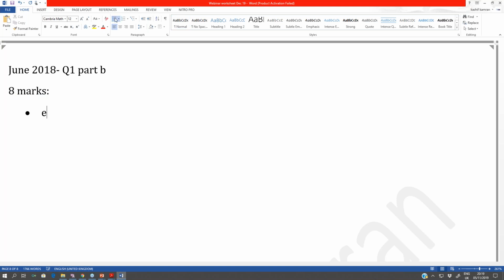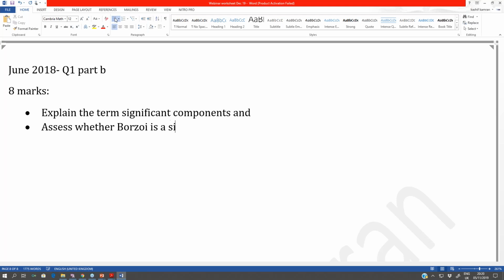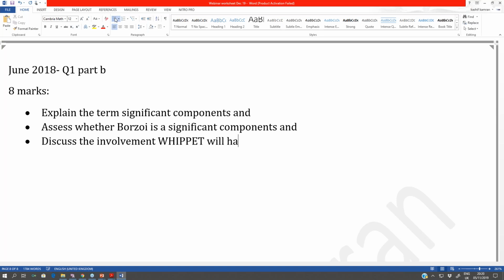Number 1, it says explain the term significant component, and assess whether Borzoi is a significant component, and discuss the involvement Whippet will have in the work of Saluki. Now we know Saluki is a component auditor who is looking after Borzoi, and Whippet is the group auditor.